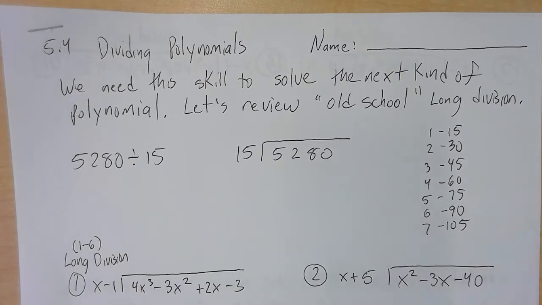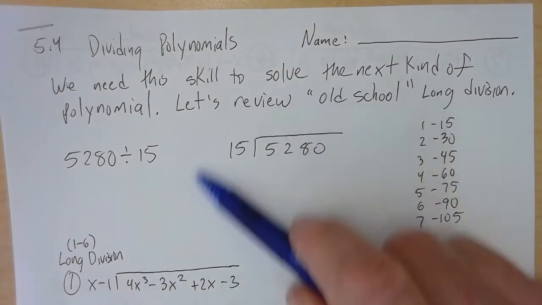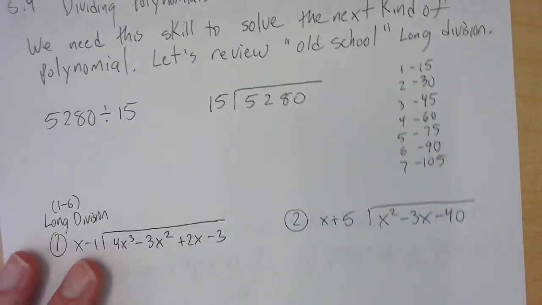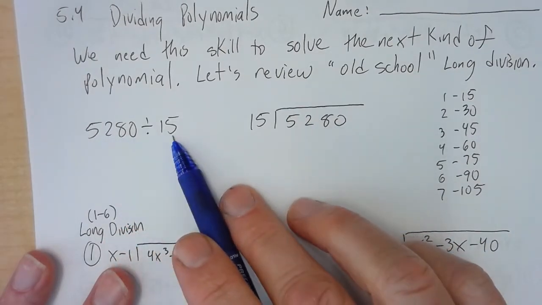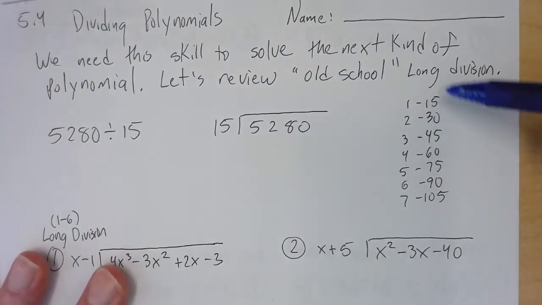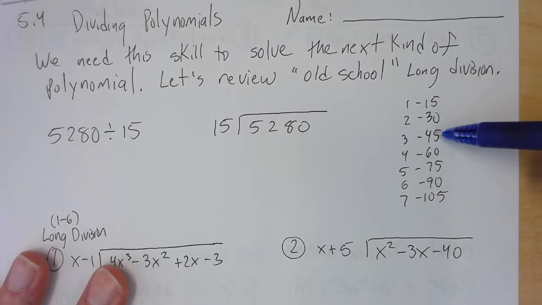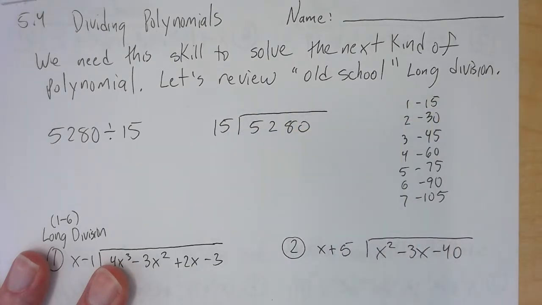With long division, the things that you learned in elementary school, we can apply to these polynomials down here. I'm going to take 5,280 and divide it by 15. So I'm going to set it up like this. It's also handy, if you count by 15s, 15, 30, 45, 60, it makes this go a lot faster because you know how many times something goes in there and how much is left over.